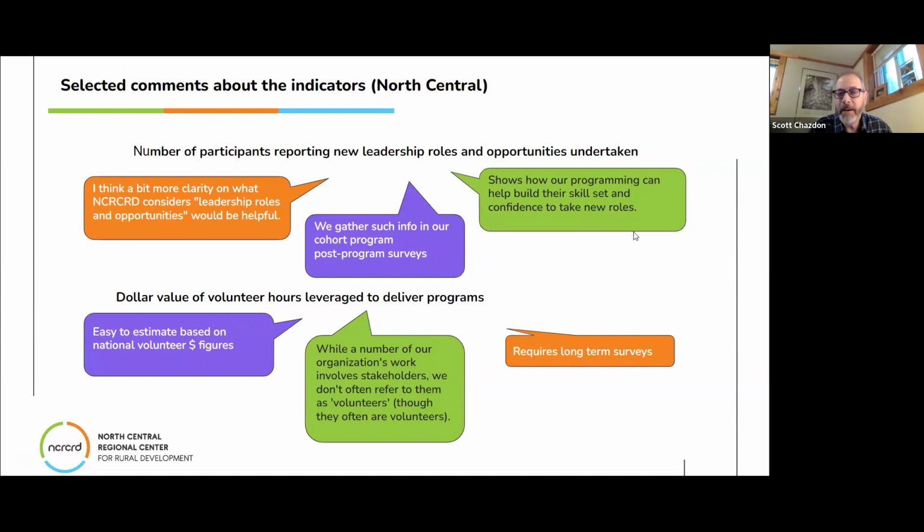For the indicator about dollar value of volunteer hours, people thought it's easy to estimate that dollar value based on figures from, I'm not thinking of the organization right now, but you can get the dollar value of volunteer hours in every state and multiply that. But you have to have some way to collect the number of volunteer hours. One respondent mentioned that they have a lot of stakeholders, but they don't often refer to them as volunteers. So that was interesting, that there are semantic differences that might get in the way. And one person commented, and this comment came up a lot, that it requires long-term surveys. We can talk about that, because there might be ways to get at this that require follow-up, but not necessarily a big survey.